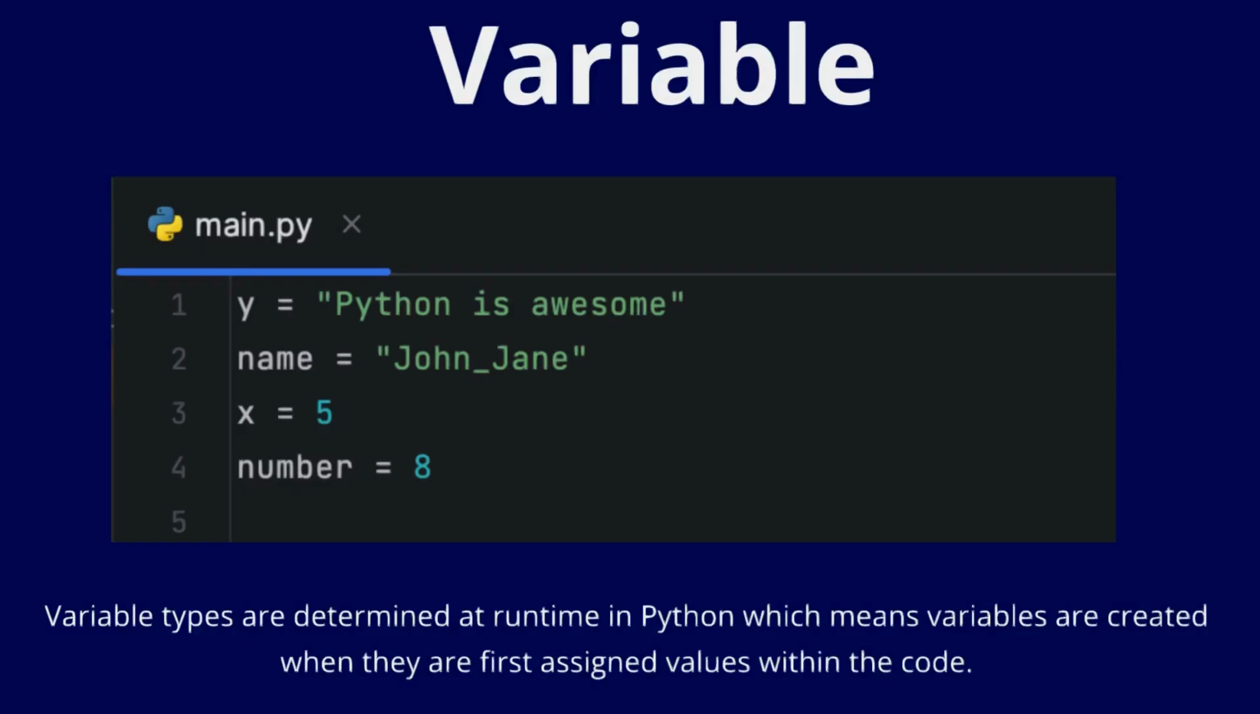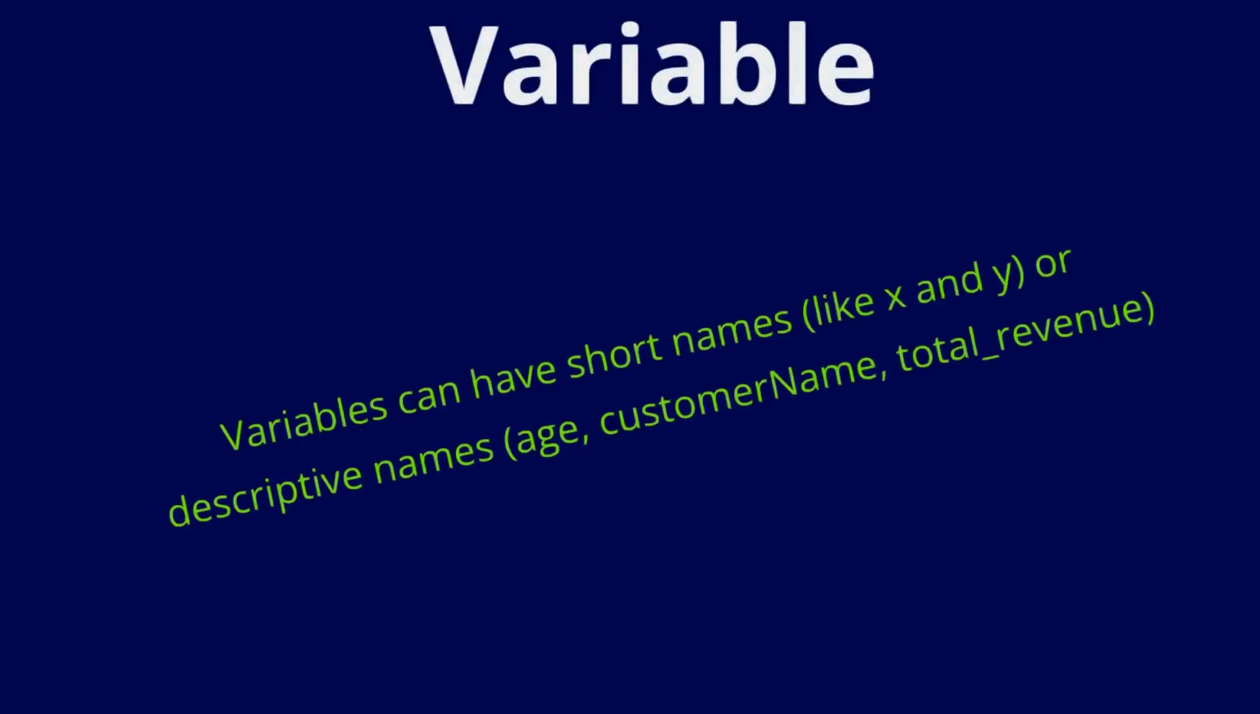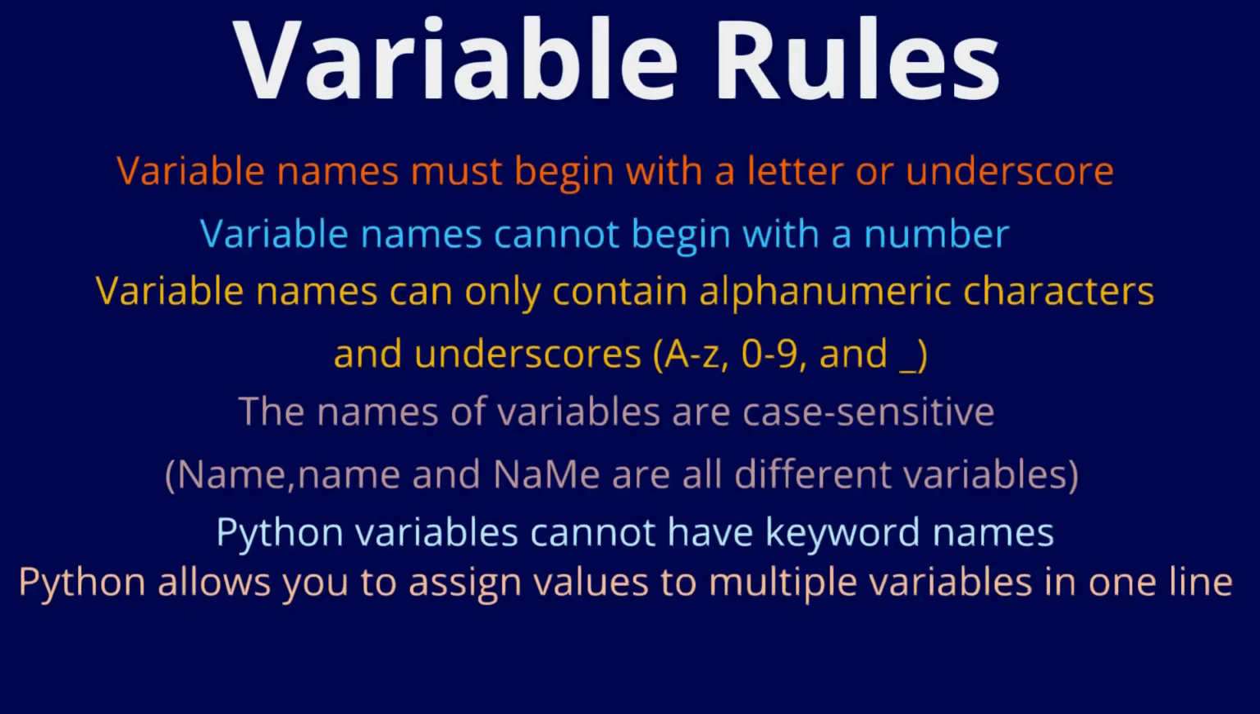Let's talk a little bit more about variables and how to name them. Variables can have short names like x and y, or descriptive names like age, customer name, total revenue. Rules for Python variables: a variable name must begin with a letter or underscore. Variable names cannot begin with a number. Variable names can only contain alphanumeric characters and underscores. The names of variables are case sensitive. Python variables cannot have keyword names.